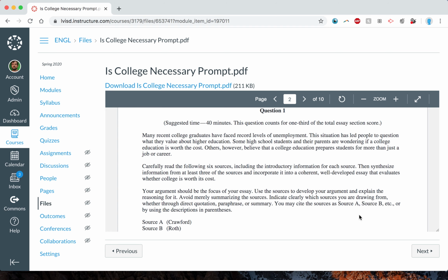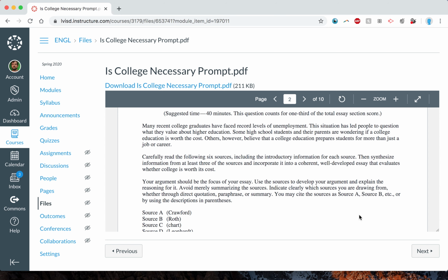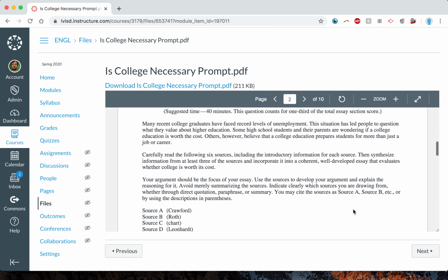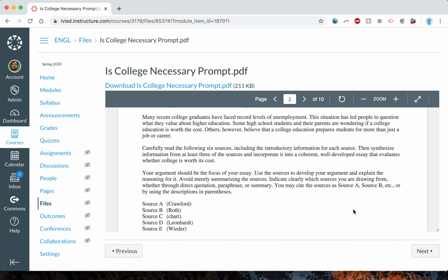Many recent college graduates have faced record levels of unemployment. This situation has led people to question what they value about higher education. Some high school students and their parents are wondering if a college education is worth the cost. Others, however, believe that a college education prepares students for more than just a job or career. Carefully read the following 6 sources, including the introductory information for each source. Then synthesize, that means put together, information from at least 3 of the sources and incorporate it into a coherent, well-developed essay that evaluates whether college is worth the cost. So your question, if you do this essay, is college worth the cost?